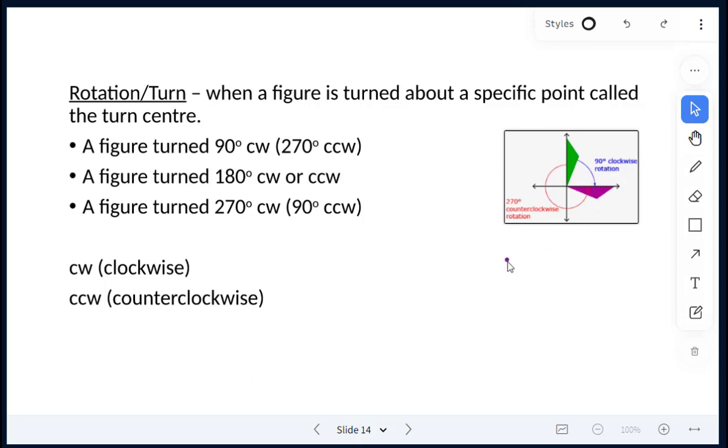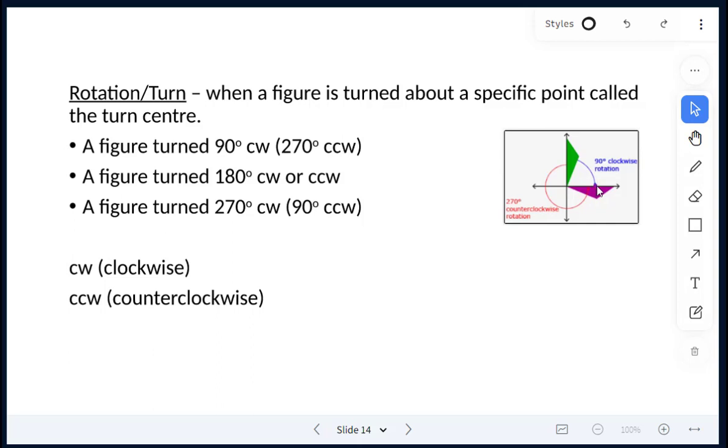So in your modules, you'll see CW. CW represents clockwise, and CCW represents counterclockwise. So clockwise is going the same way as a clock would, and then counterclockwise is going in the opposite direction. So this way is counterclockwise, the opposite direction of clockwise. Okay, so when we look at a figure, if it's being turned 90 degrees clockwise, this way, that's 90 degrees.